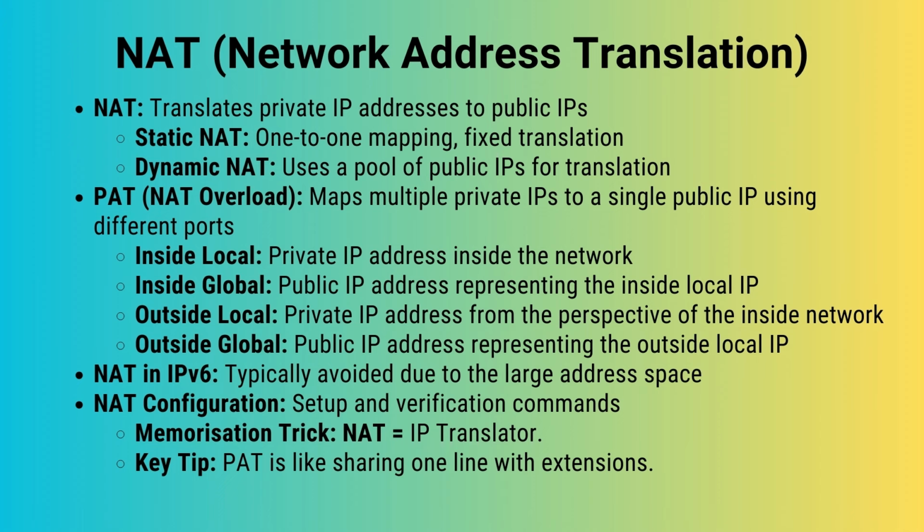NAT translates private IP addresses to public IPs, essential for conserving public IP addresses and enhancing network security. There are several types of NAT. Static NAT provides a one-to-one mapping between inside and outside addresses, useful for servers that need consistent public addressing. Dynamic NAT uses a pool of public IPs for translation, allocating them as needed.